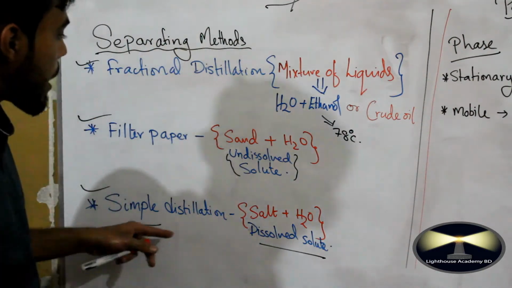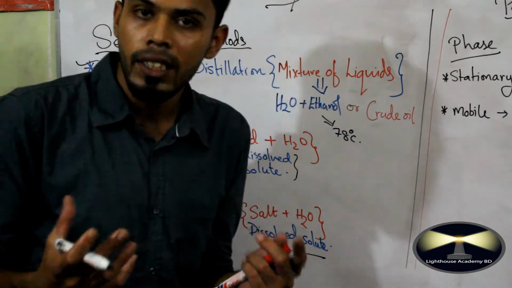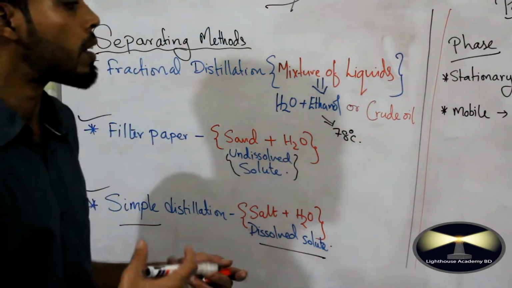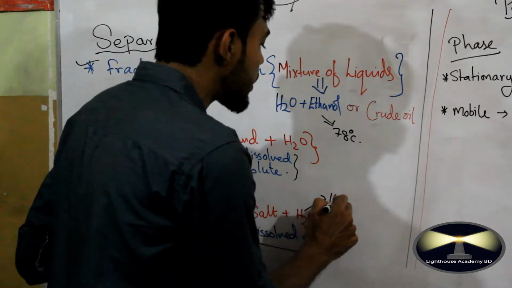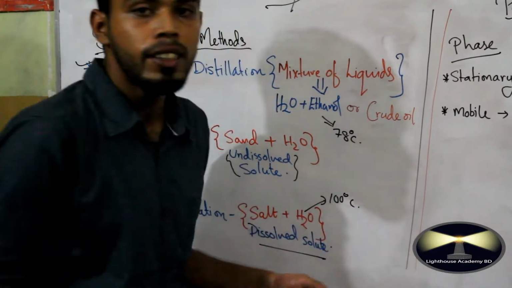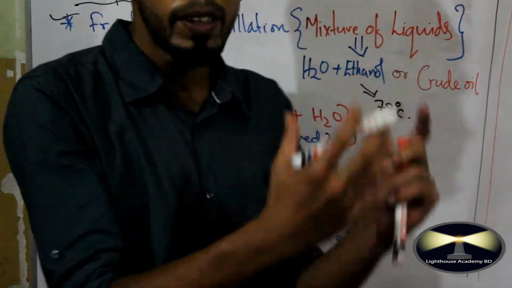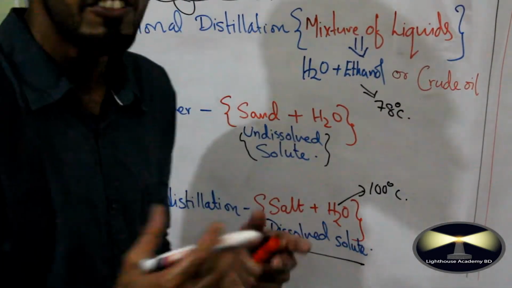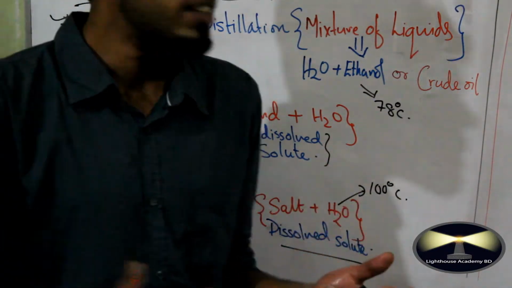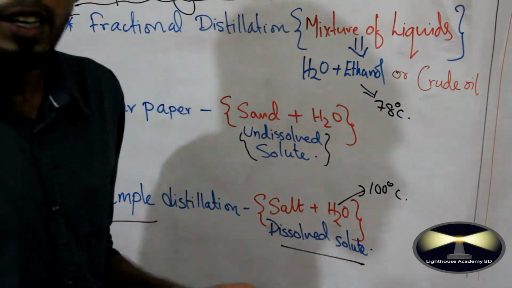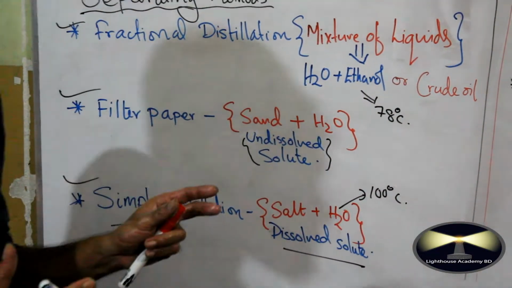Now simple distillation: salt and water, you just heat them. As we know, water boils at 100 degrees Celsius. So at 100 degrees Celsius the water will evaporate, leaving behind what? The salt particles.